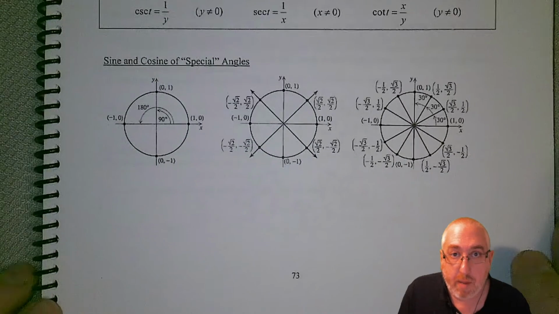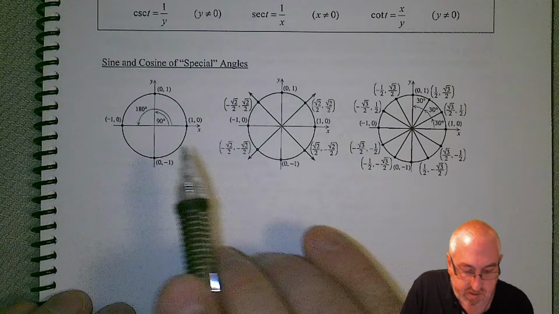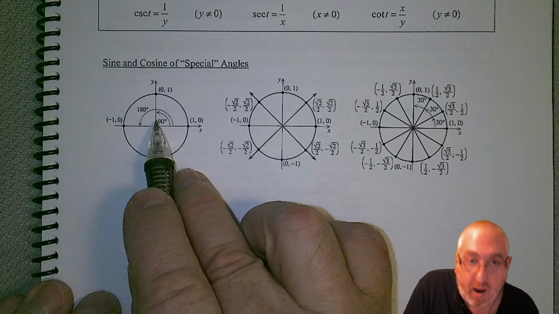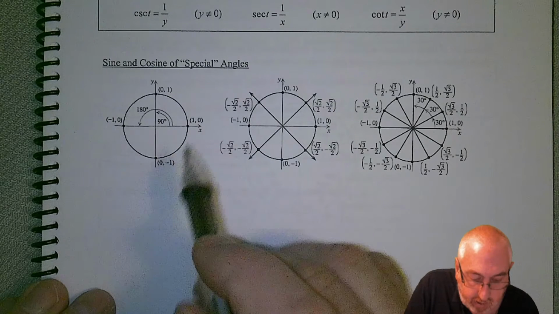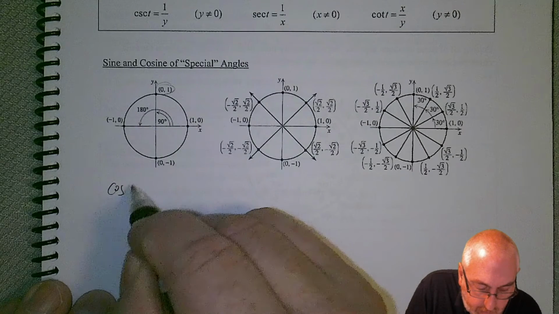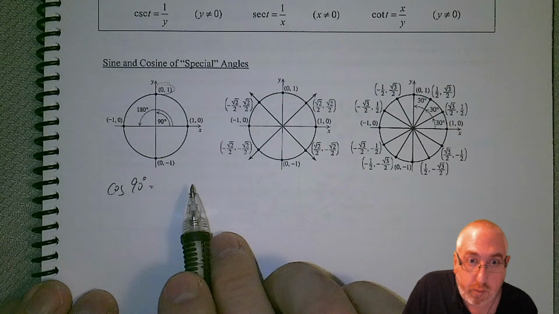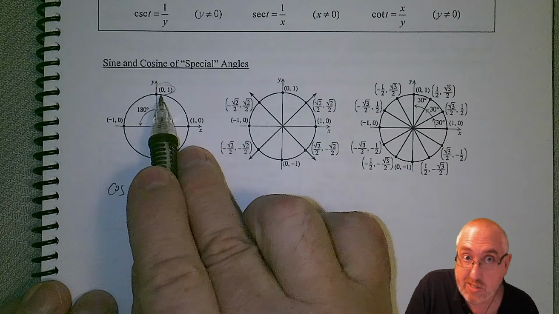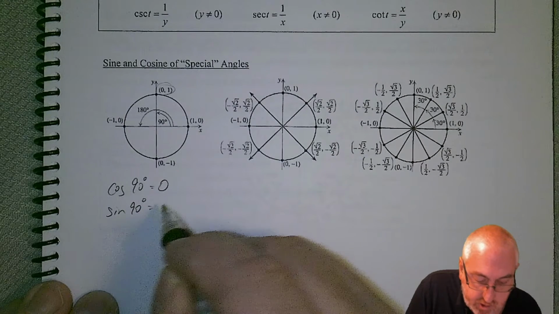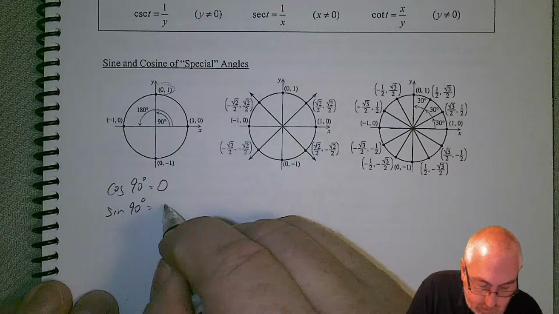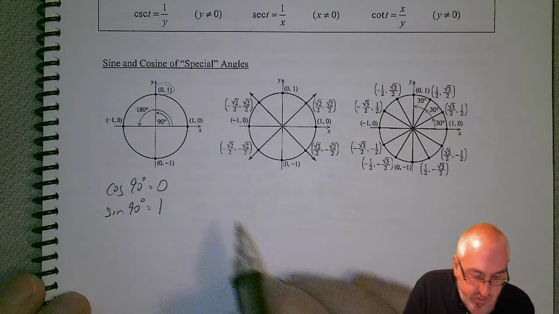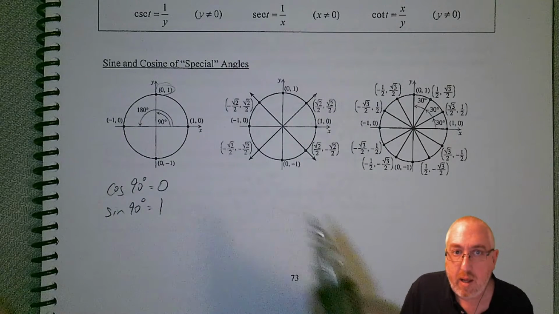So looking at a couple of diagrams here, we have some special angles. So we've got 90 degrees. So for 90 degrees, if I wanted to know the sine and cosine, all I have to do is look at that ordered pair. So the cosine of 90 should be equal to the x value, and the x value is 0. The sine of 90 should be the y value, which is 1. So very, very nice when you have a unit circle. And we could do that for 180, we could do that for 270, any of those angles.